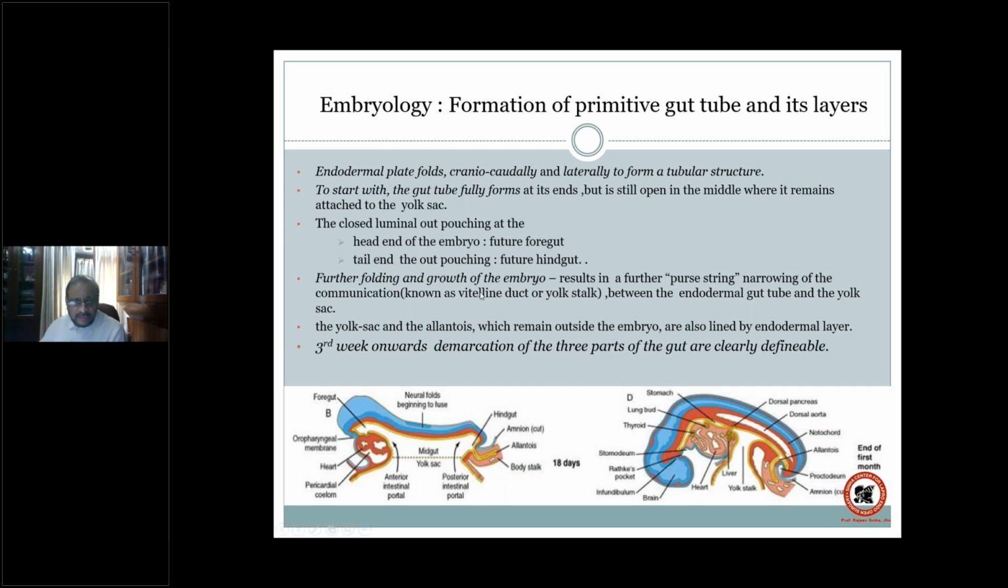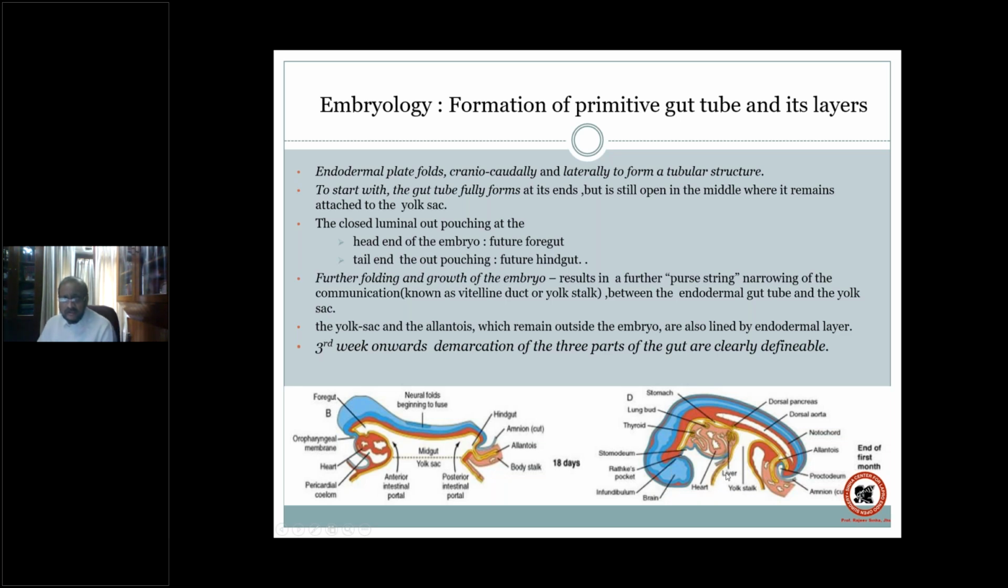The middle part remains open for a very long time, and this part which is open is gradually contracting. This opening gradually contracts because of the purse string narrowing, which is just an extension of the craniocaudal and lateral folding. And this remains until a late stage as the yolk stalk or the vitelline duct. And this is basically the communication between the extracoelomic and the intracoelomic coelom. It is also lined by endoderm.